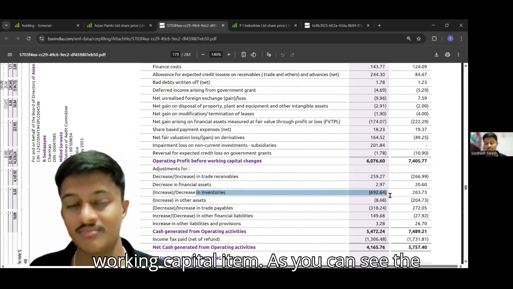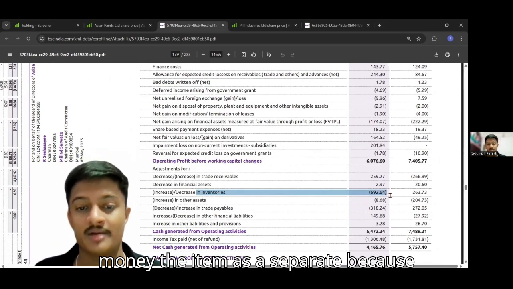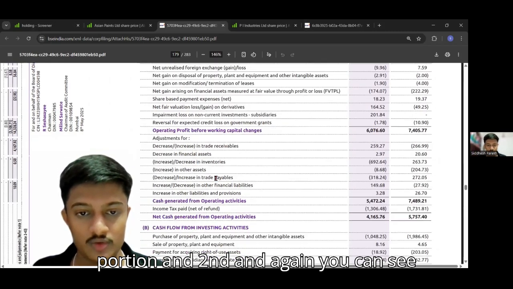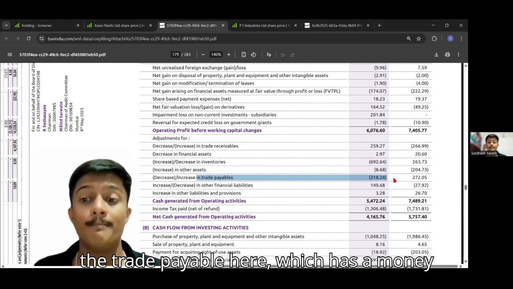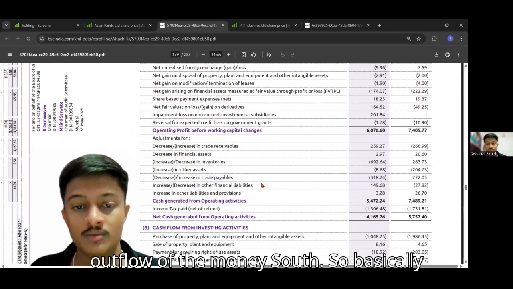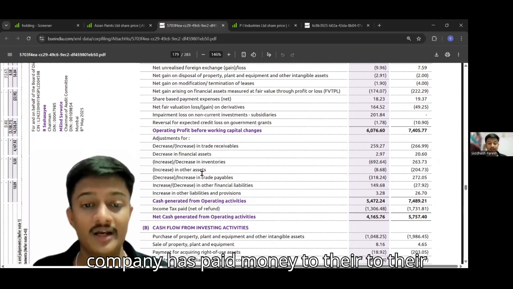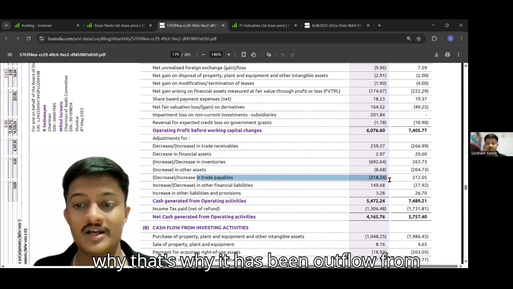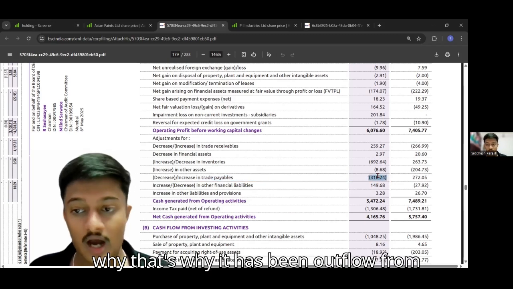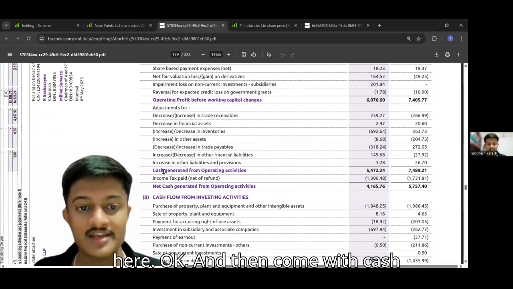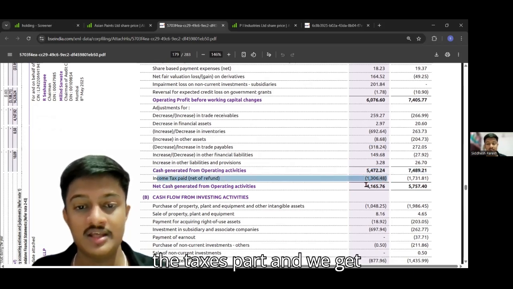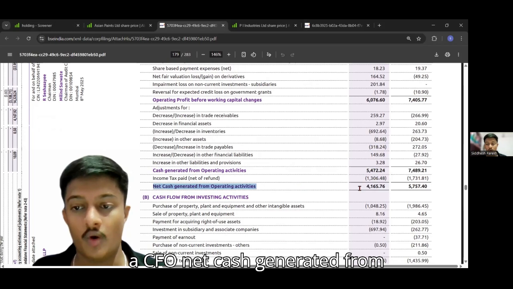As you can see, the item has been subtracted because money has been stuck in the inventories. And again, you can see the trade payables here, which show a money outflow. The company has paid money to its payables, to its suppliers, so that's why it is an outflow. Then comes cash generated from operating activities here. And then we adjust the taxes part and we get the CFO, net cash generated from operating activities.